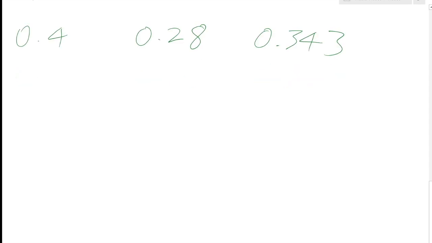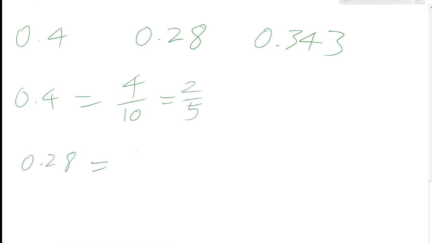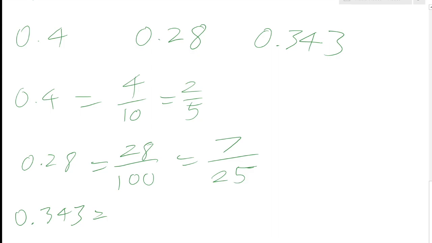Feel free to pause the video if you need a bit more time, but the answers are: 0.4 equals 4 over 10, which equals 2 over 5. 0.28 is 28 over 100, which is 7 over 25. There's a factor of 4 in both 28 and 100. And then 0.343 equals 343 over 1000, and that cannot be simplified.